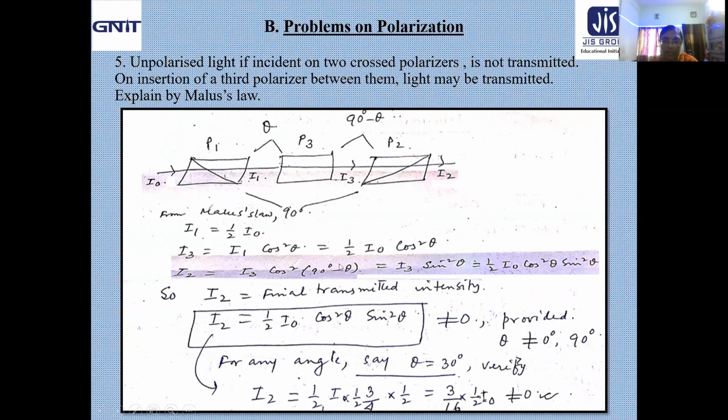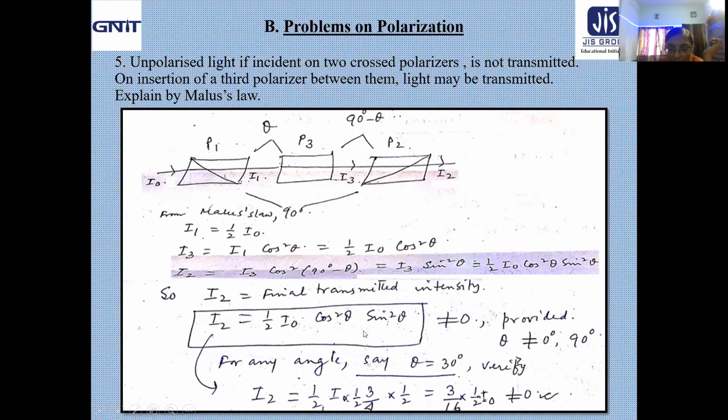Now I3 equals half I0 cos square theta. So I2, the final transmitted intensity, is half I0 cos square theta sin square theta. Definitely it will not be 0, provided theta is not equal to 0 and 90 degree. It will not be 0 for any angle other than 0 degree and 90 degree.